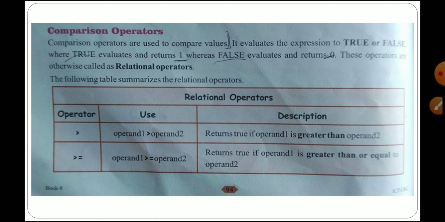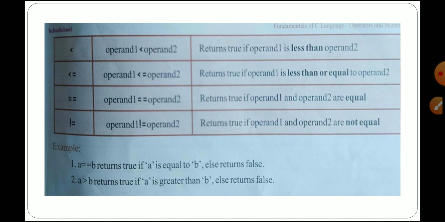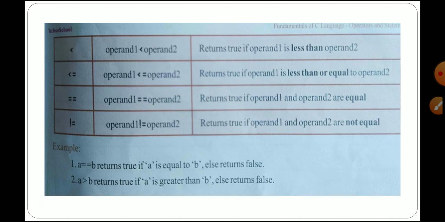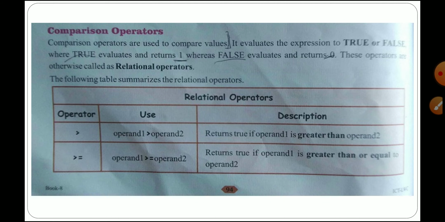So that is the use of the comparison operator: it compares values with a condition. What is that condition? Less than, greater than, equal to, less than or equal to, and not equal to; we have different operators like that. These operators check whether the values are true or false. True means 1, false means 0. The symbols are given, and their descriptions are also given. Greater than means what?